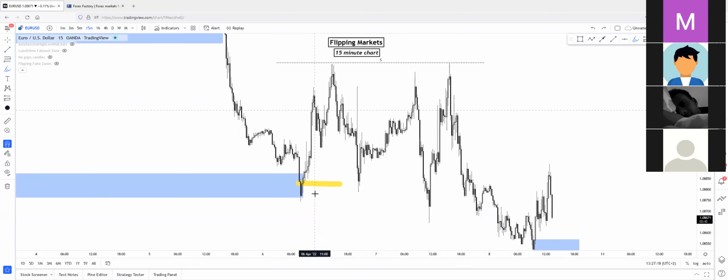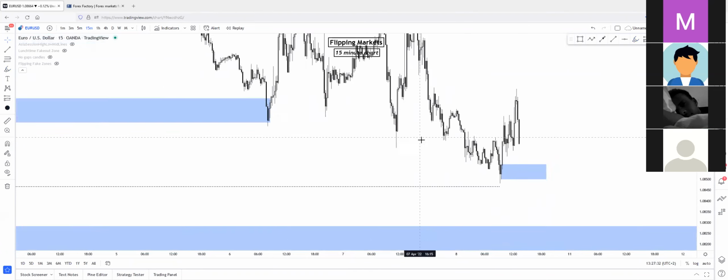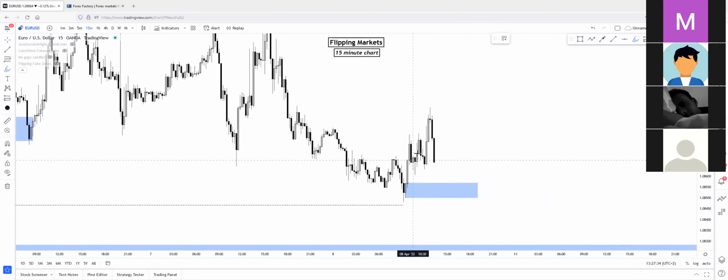Of course, there are reactions, as you can see. Reaction has started from this demand zone. Okay. Reaction has not started from this demand zone. It just slightly broke below, as you can see. But we can actually expect a reaction on this demand zone.